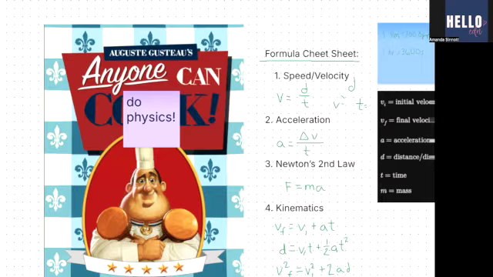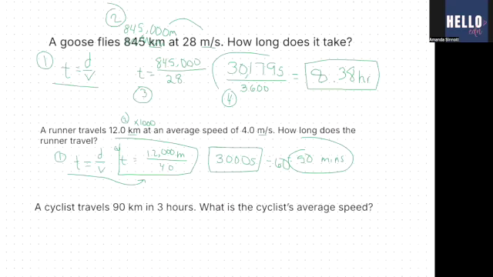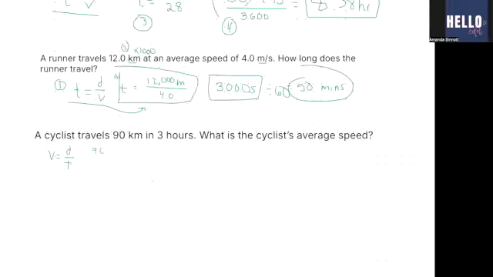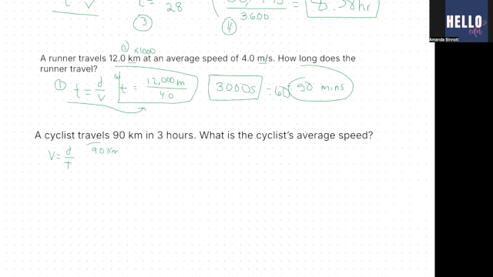Velocity equals distance over time. So we're going to be doing velocity equals distance over time. And then let's plug in our numbers. 90 kilometers goes for distance and time, 3 hours. So we just divide 90 by 3, and that gets us 30 kilometers per hour. So same general idea, but we didn't have to do our converting.